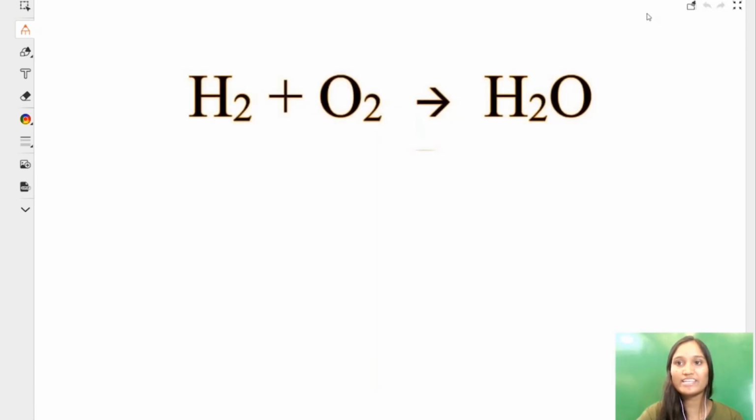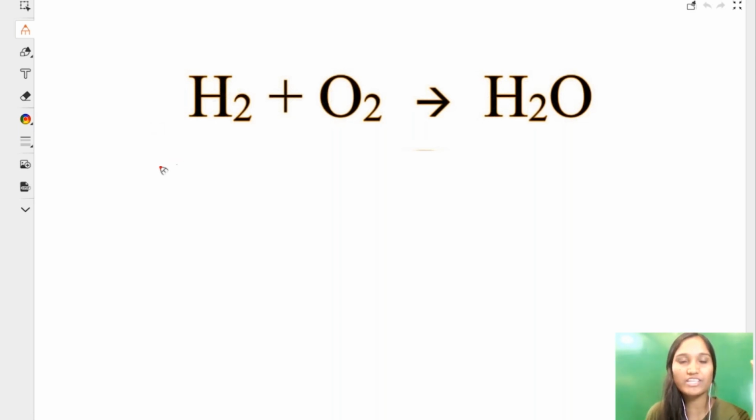Okay. So there is an equation on the screen. Please make a note of this equation. H2 plus O2 gives H2O. I know it's a very simple, very basic equation, but I have taken it because we are the learners now. We are just starting off with balancing, right? So, have you all made a note of this? Yes? That's great.